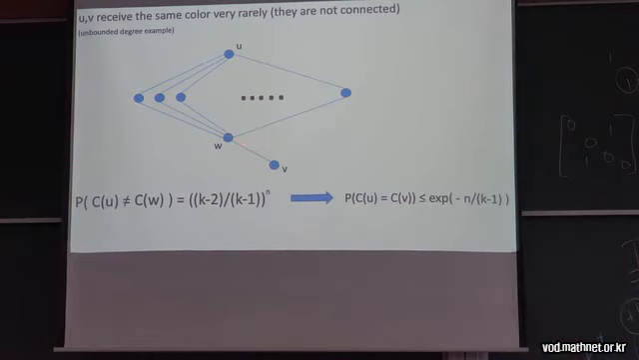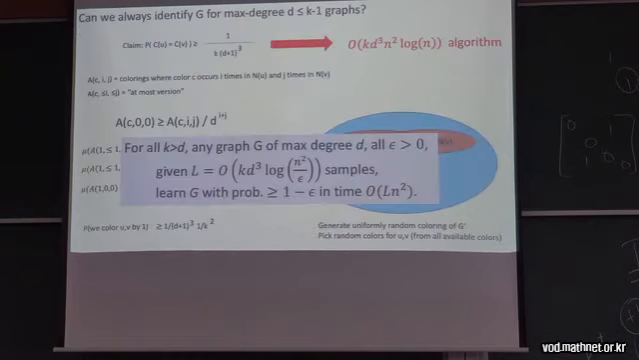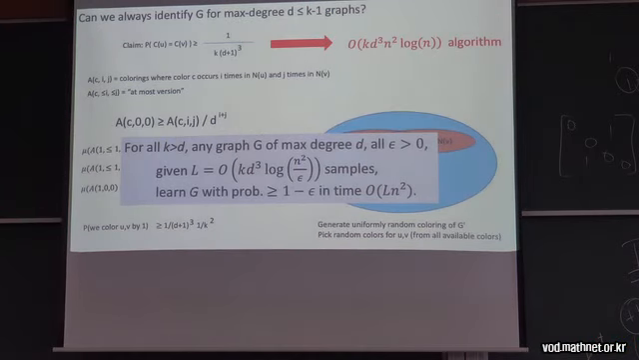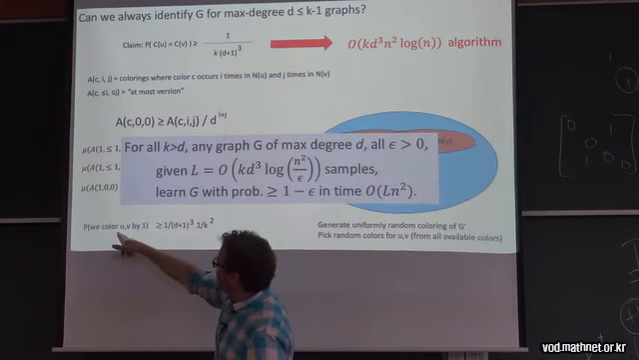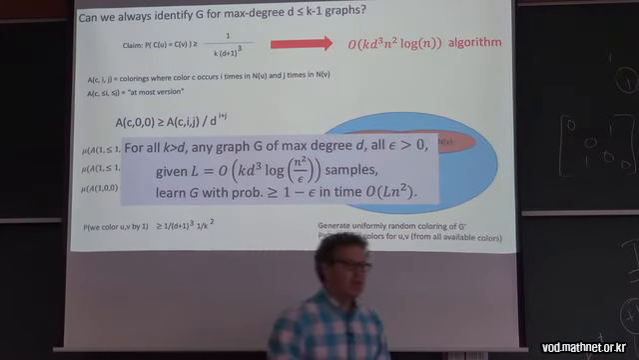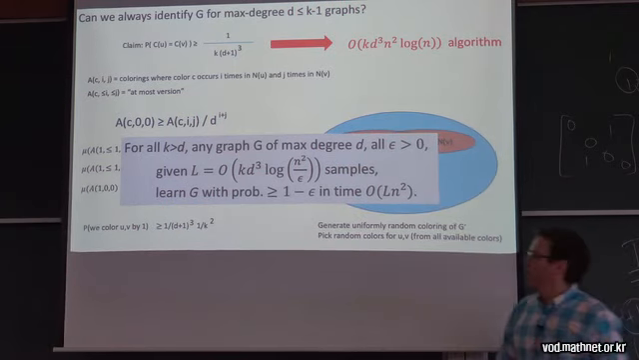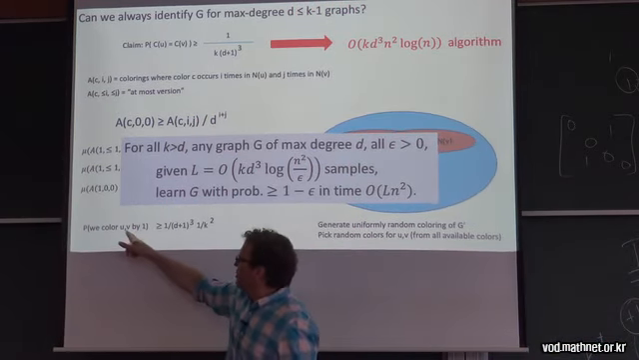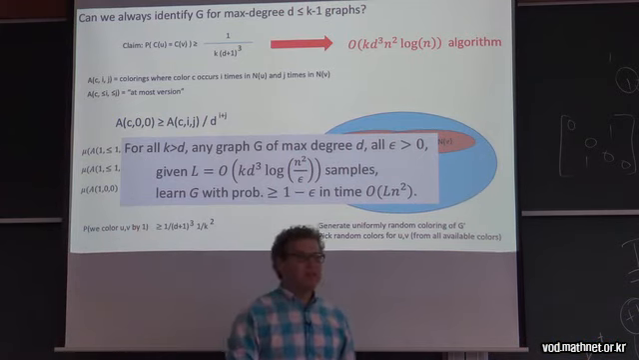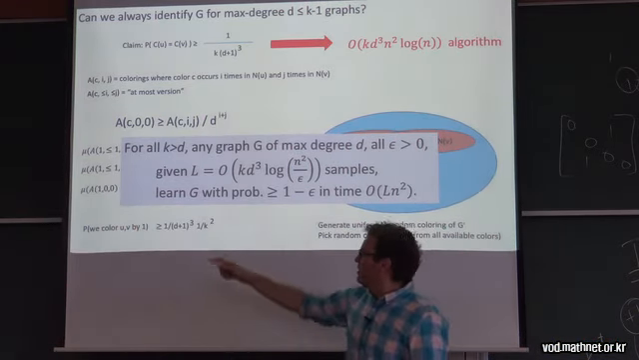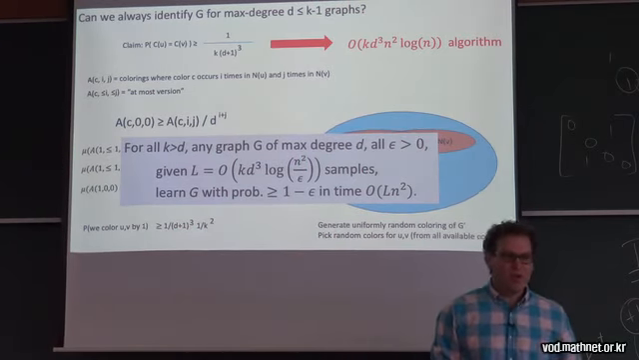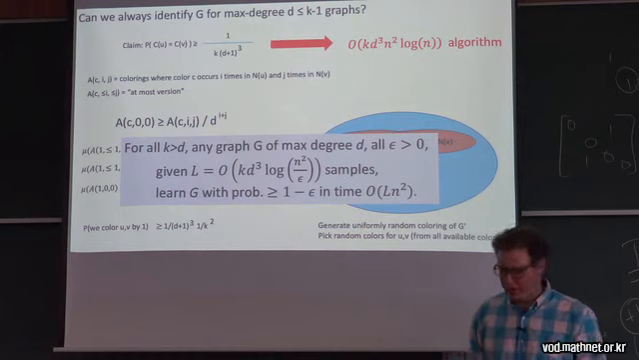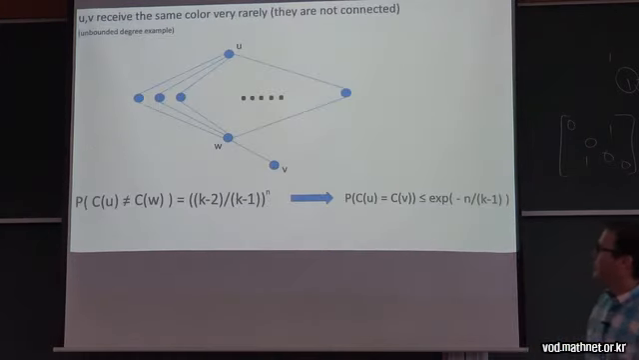Maybe I missed something, but how did that probability bound get you polynomial time? Oh, this one? Yeah. What I've just proved is that in a random coloring of any graph, when k is at least d plus 1, the probability that they get the same color is at least 1 over d cubed k squared. So I just need 1 over that. Okay, got it.